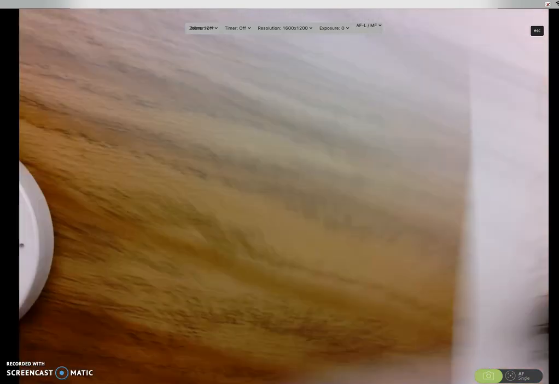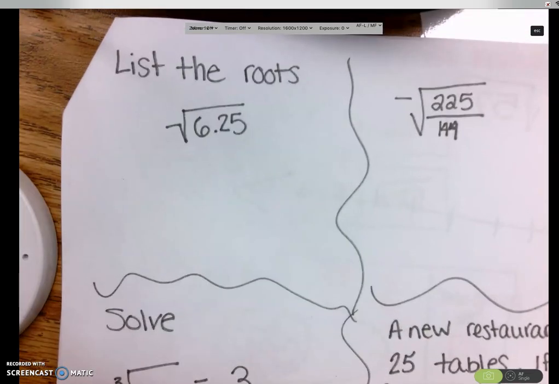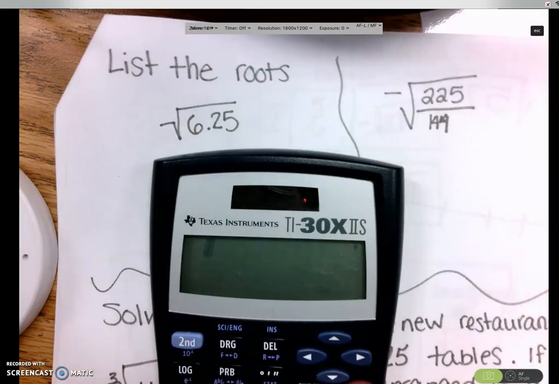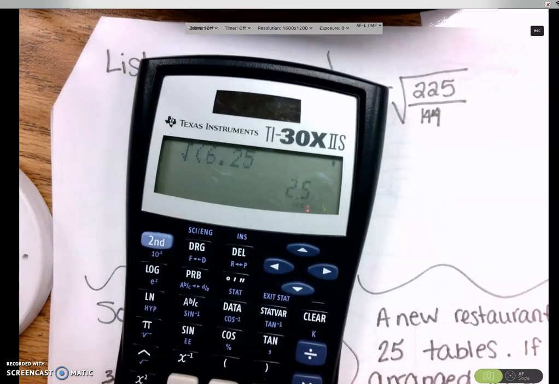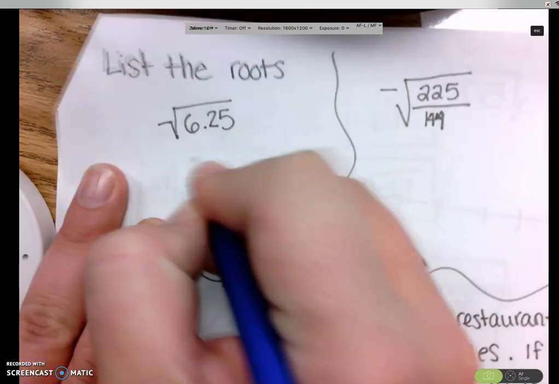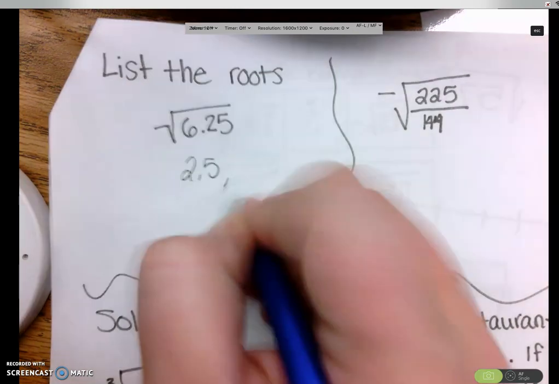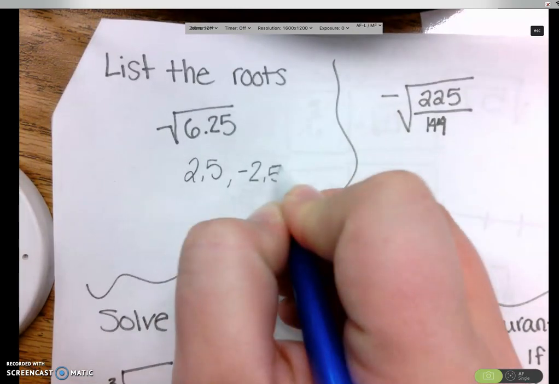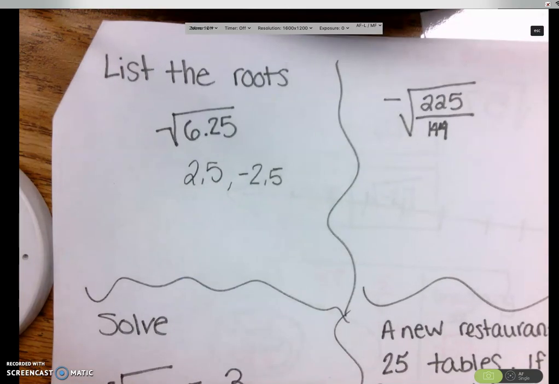Okay? The next ones we're going to do, list the roots. If you look, it says roots. What does that mean? There's more than one. Can you use a calculator? Yes. So second, find the square root of 6.25. It's 2.5. But I'm missing one. You will only get 1 point for that. What am I missing? Negative 2.5. Ian, please stop talking. Okay, you need both of them.